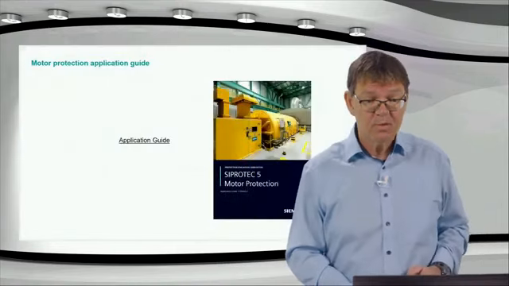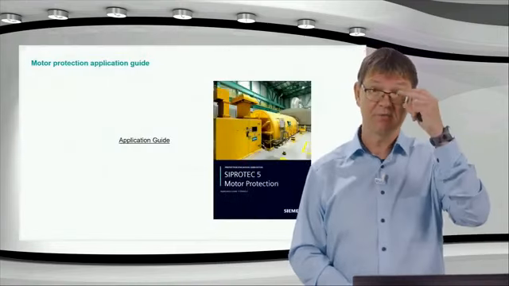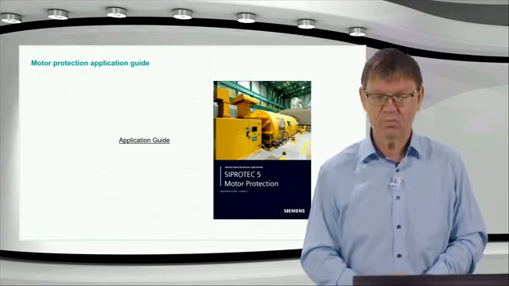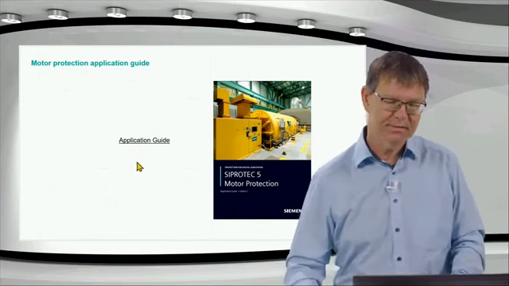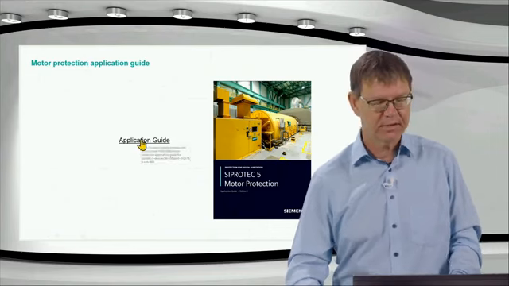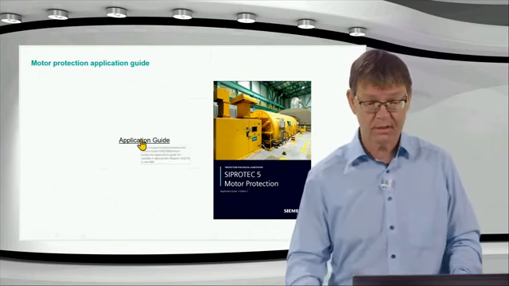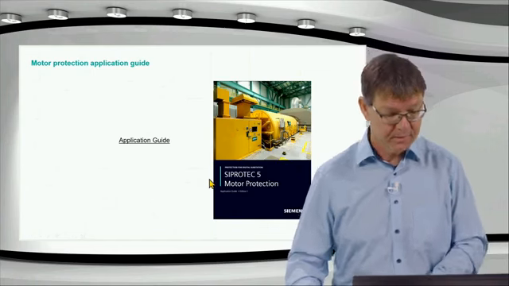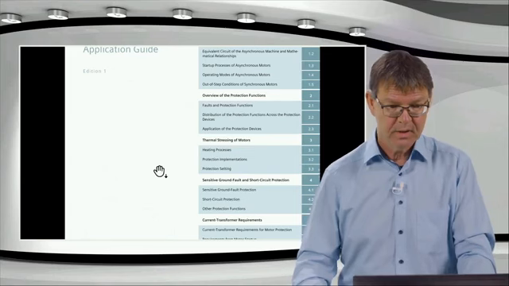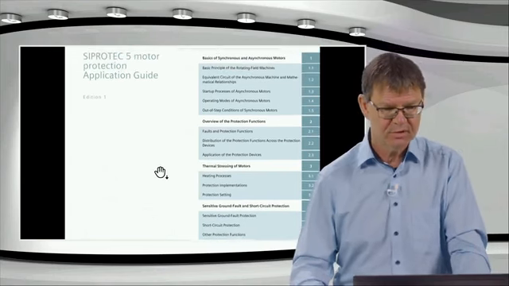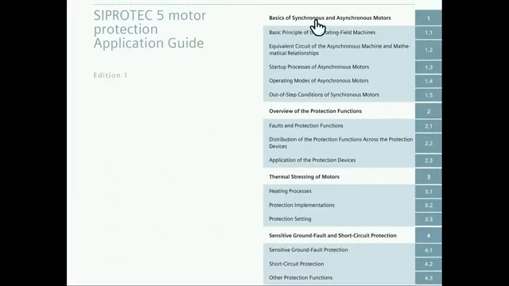So then I come to the last point, and this is the application guide for the cProtect 5 motor protection. With this link, which you have in the PDFs, you can directly go to the CEOS portal and download it from there. A quick look inside. I have it here. This is now the front page, the first page here, the index.